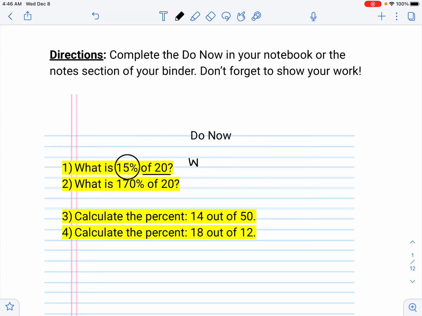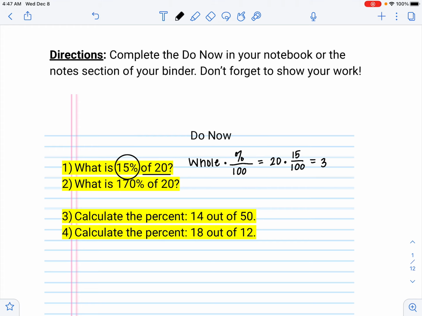Whole times percent over 100. So in this case, that looks like 20 times 15 over 100. If you were to type that into a calculator, your final answer would be 3.